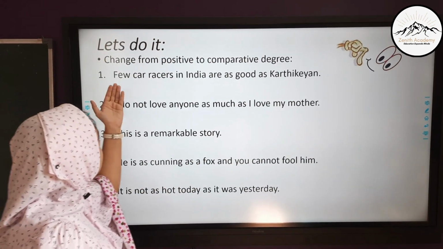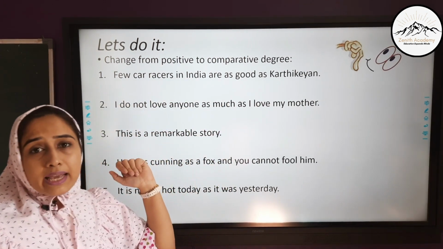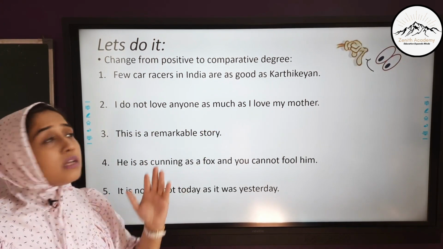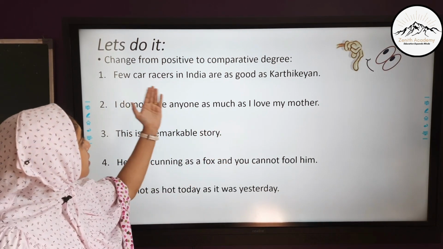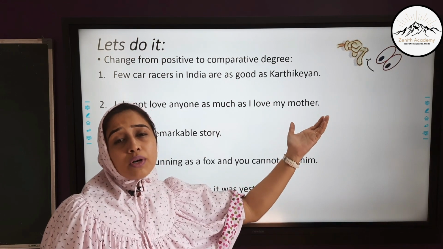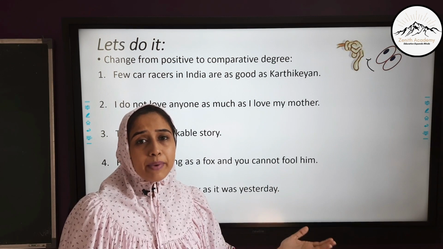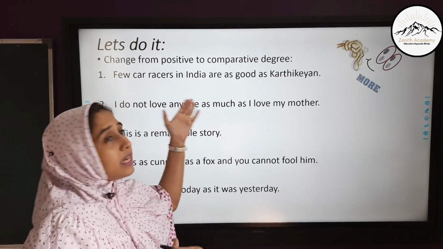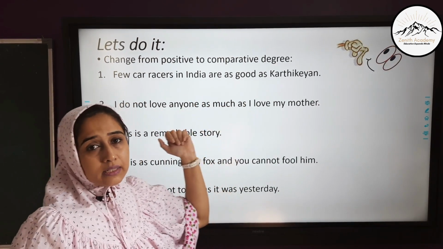Now, change from positive to comparative degree. You will get such questions in the exam. A sentence will be given and you do not know whether it is in the positive, comparative or superlative. Just a sentence will be given with a do-as-directed instruction, saying change into positive, change into superlative or change into comparative. So first you have to understand which degree is given, and for that we have to identify the adjective in the sentence.